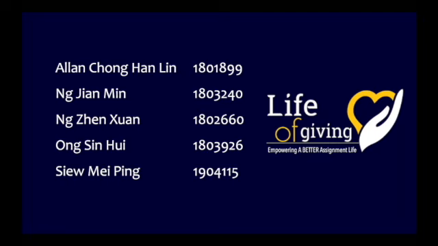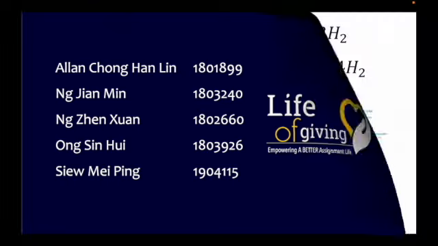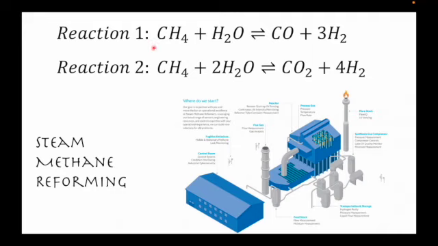I'm here to discuss the application of MATLAB in solving optimization problems. The equation below shows the chemical reaction between methane and steam, known as steam methane reforming. Steam methane reforming is a major technology to produce hydrogen, and its byproduct is carbon dioxide or carbon monoxide, depending on which reaction it carries out.